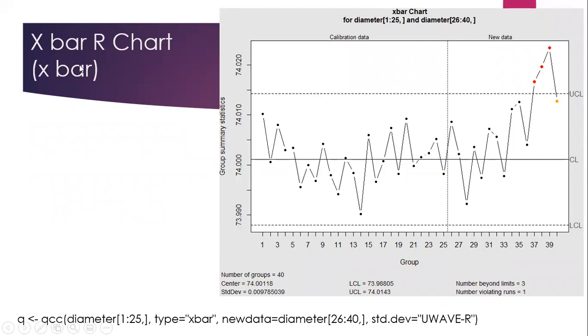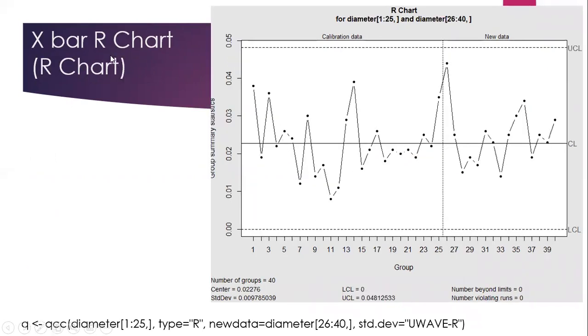This is the example of X bar R chart. This is the X bar component of the X bar R chart. It is very similar to the previous graph which I have shown. This is the range chart or R chart component of the X bar R chart. This illustrates the range or variance of the data.